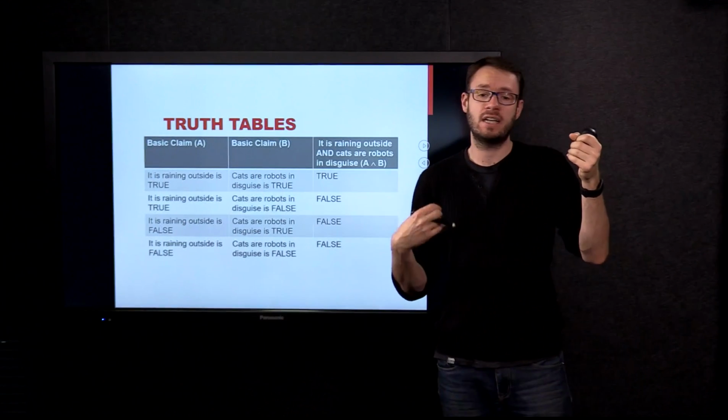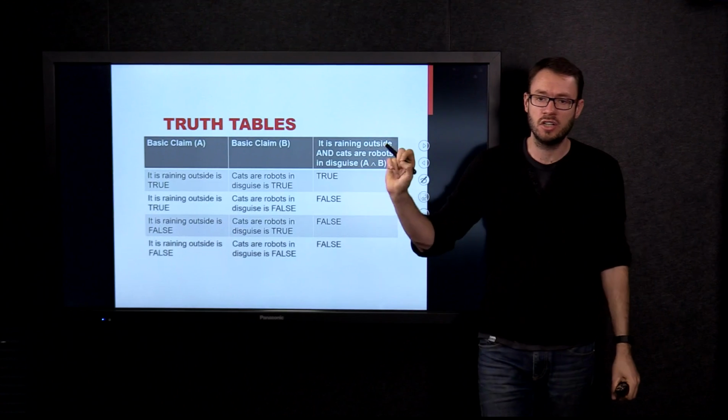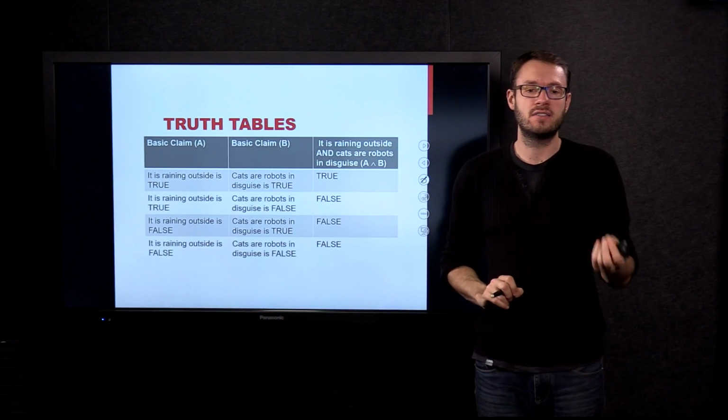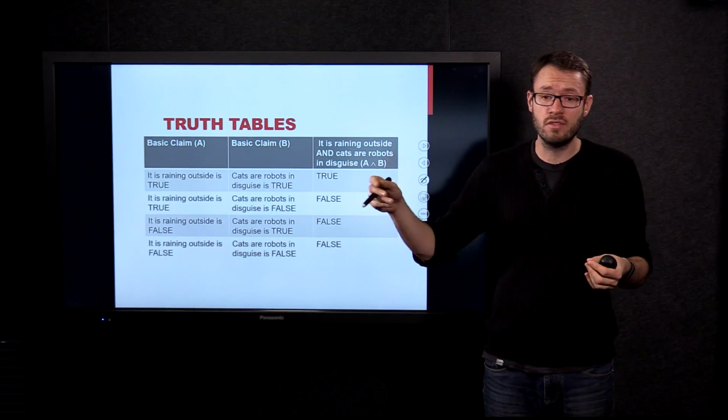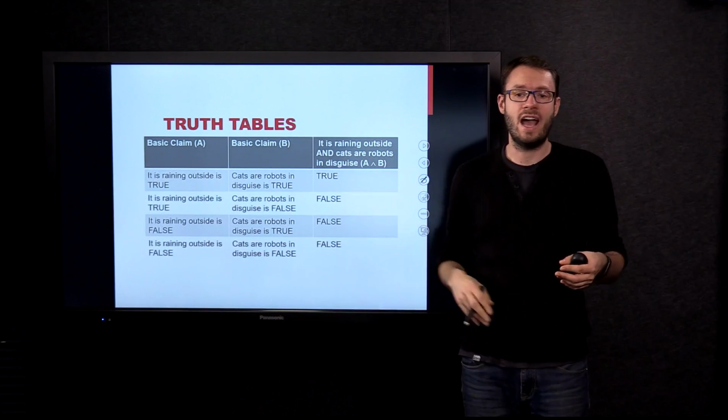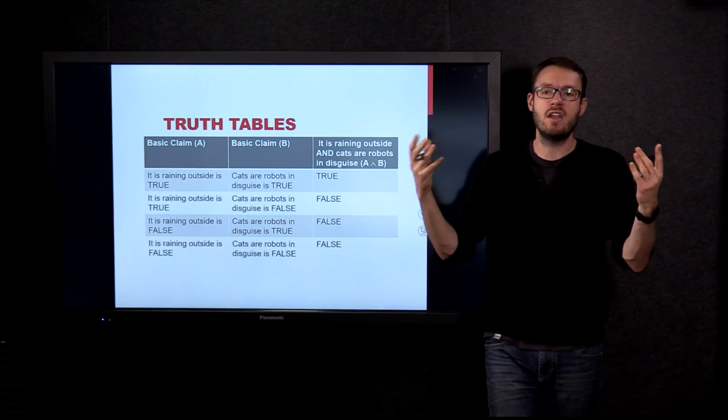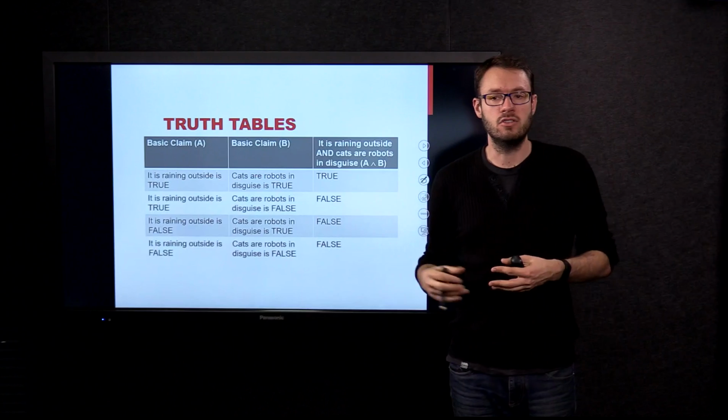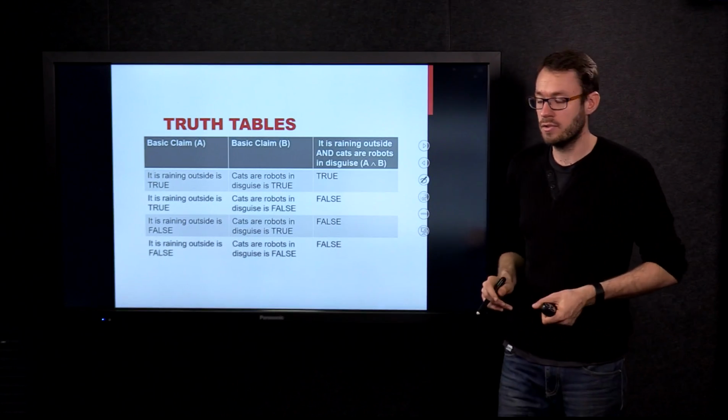So when it's raining outside but cats aren't robots in disguise, then the conjunction is false. When it's raining outside is false and cats are robots in disguise is true, then the conjunction is false because you don't have both things being true. And when neither of the things is true, then again, you get the case that the conjunction is false.